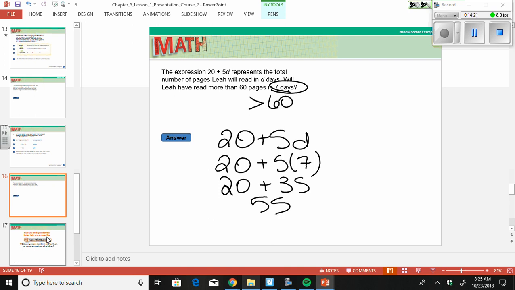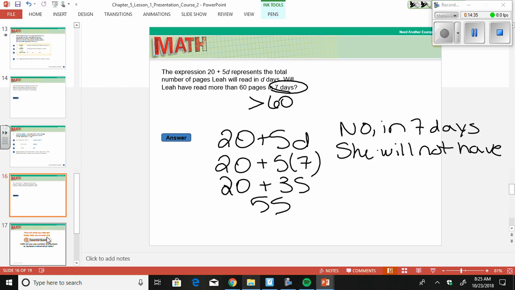55 is not greater than 60. So will she have read more than 60 pages? No. In 7 days, she will not have read more than 60 pages.